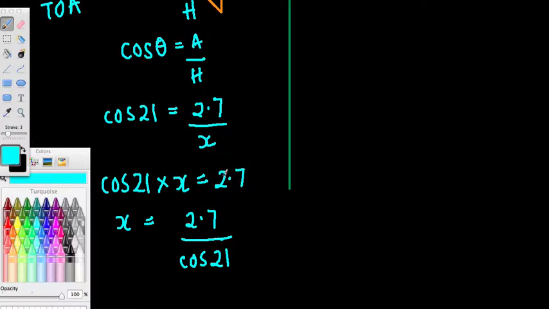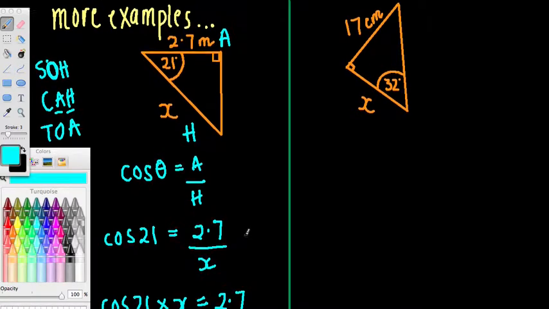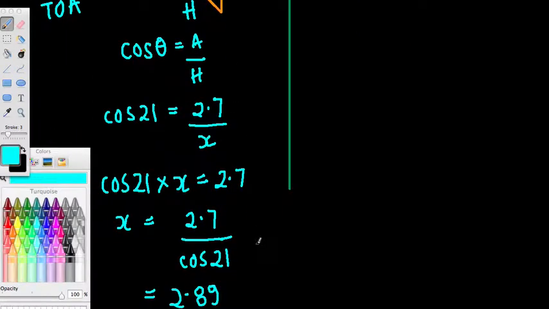Double check, 2.7, yep. Now I will type that into the calculator, and again, always check how many decimal places you've been asked to round to. In all of these examples, I go to 2 decimal places. And I've got here 2.89. Is there a unit yet? Yes, metres. So I'll put that in.